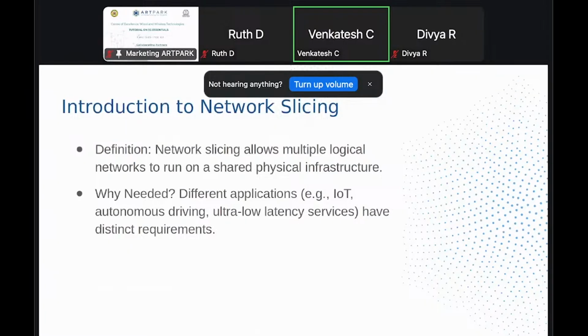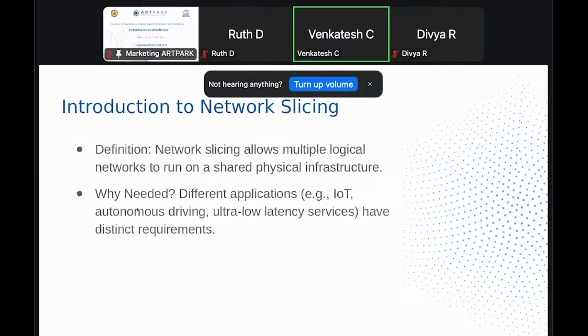Network slicing is a key feature of 5G. It enables multiple logical networks to operate over a shared physical infrastructure. This allows service providers to create dedicated virtual networks for specific use cases. Why is network slicing needed? Different applications have different requirements.